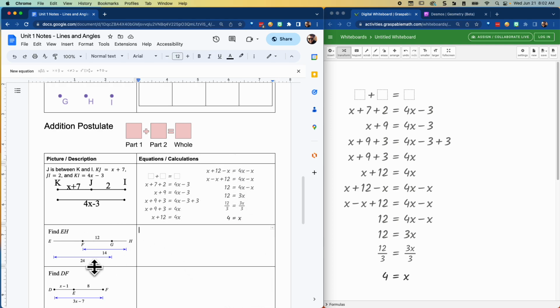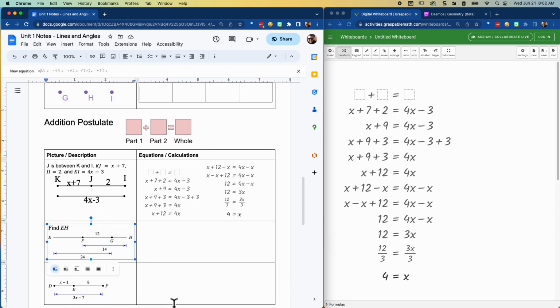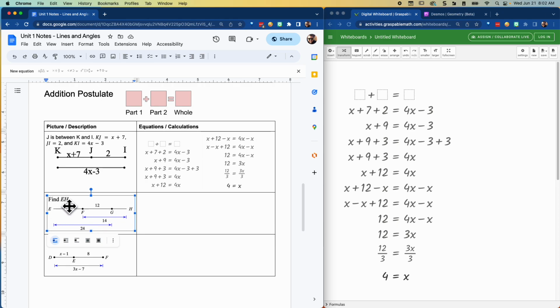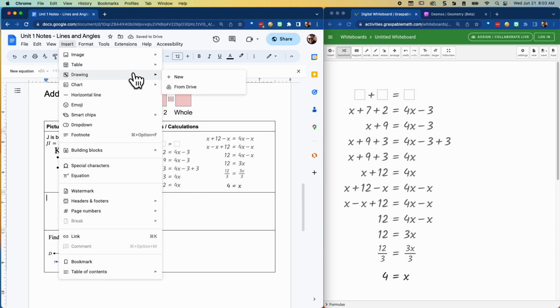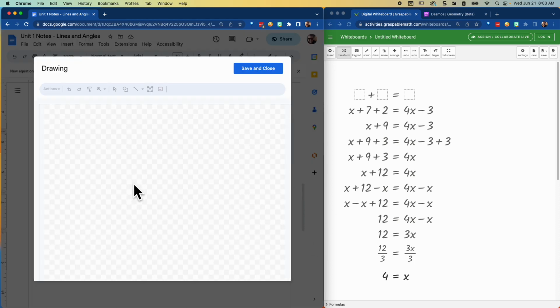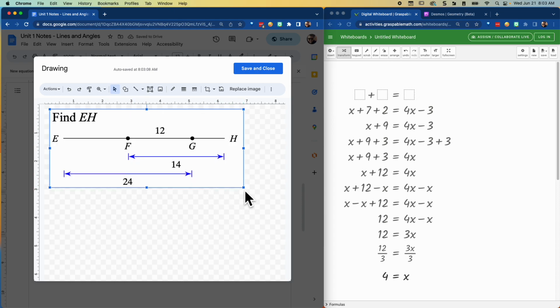All right, now for this one, we have a handful of things going on. When I look at this picture, I have 24 for this EG, and I have 12 for this middle, and then I have 14 for this. So I'm going to fix this so it'll be better for you all, but instead of having it this way, we're going to have this in here as a drawing. That way you can edit it. This will already be set up, so you can just click edit.